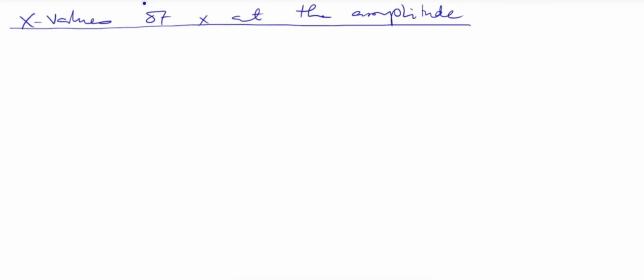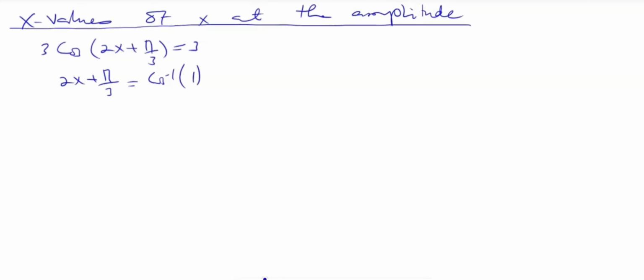So our maximum value, the amplitude, is 3. It's going to be just A, I should say A. So I'm going to say 3 cosine of 2x plus pi on 3 equals 3. Then I solve that, that's going to be cosine equals 1. So 2x plus pi on 3 is cos inverse 1. So that's going to be 2 pi.